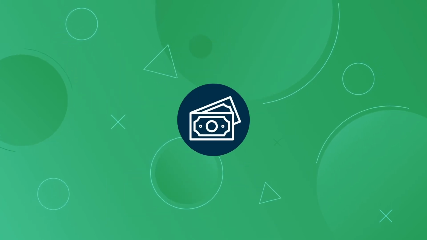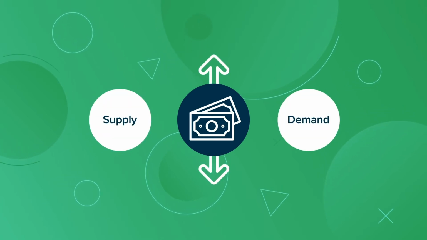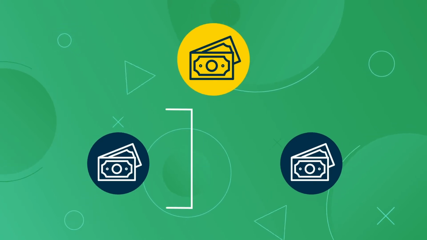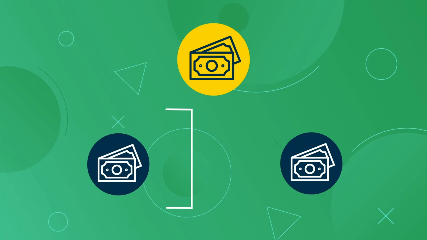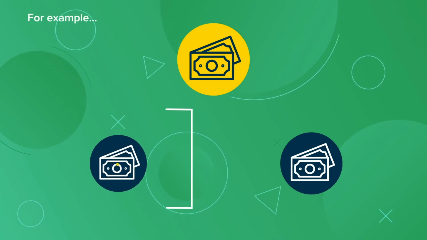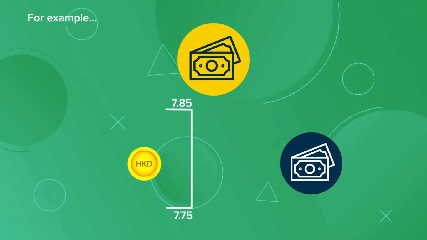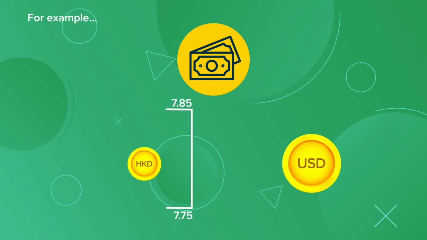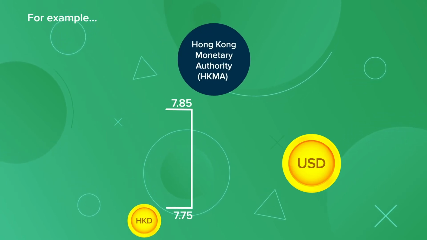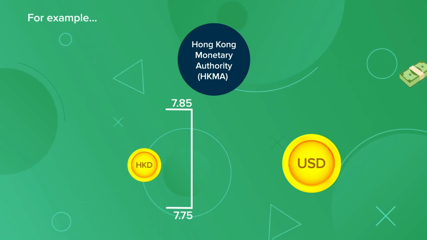Some currency values are free-floating, meaning they rise and fall based on supply and demand in currency markets. Others are pegged to another currency, and governments do not allow their value to fluctuate beyond a certain margin with respect to that currency. For example, the Hong Kong dollar floats between a range of 7.75 to 7.85 for a single US dollar. If it moves beyond that range, then the Hong Kong Monetary Authority, or HKMA, intervenes to buy or sell its currency in international markets.